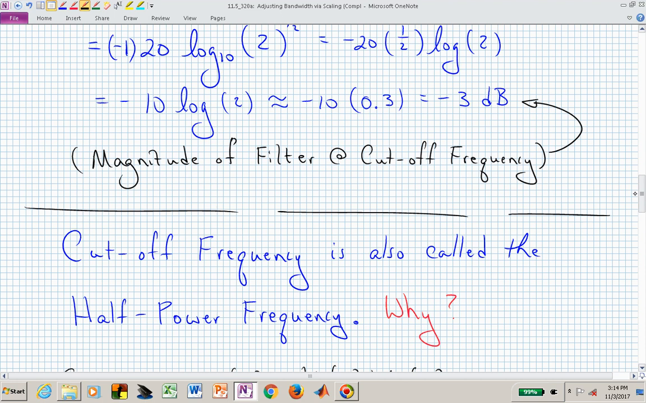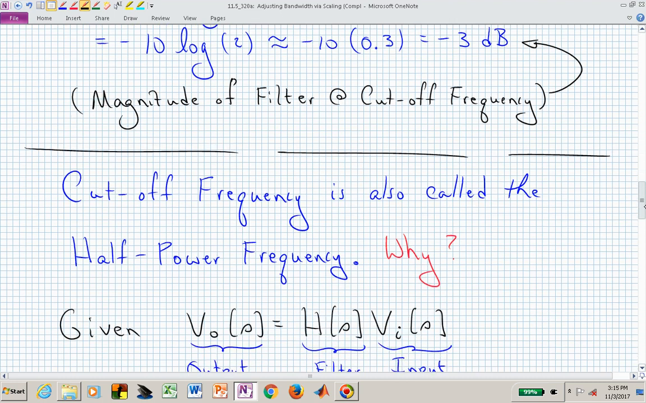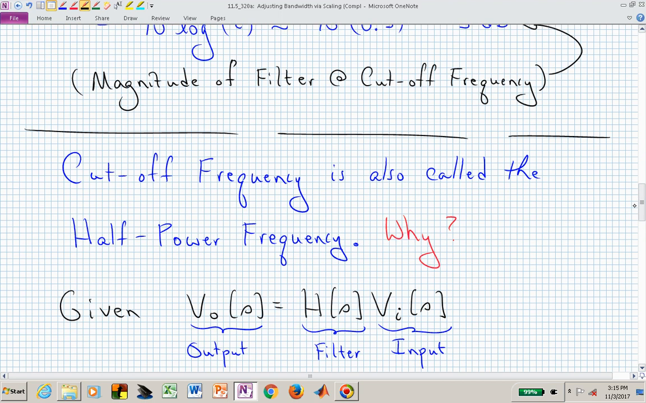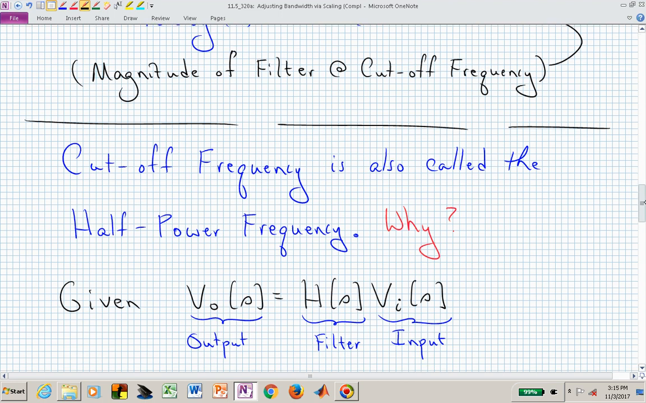How do we connect, or why is it okay for individuals to sometimes call it the half power frequency instead of the cutoff frequency? Why is that the case? Well, suppose we now have this transfer function or filter, capital H of S, between the input and the output.